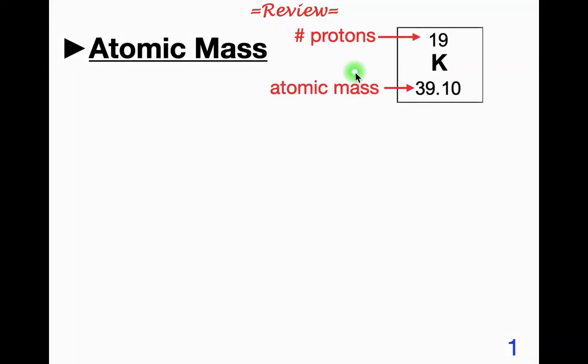All right, today's topic, atomic mass. Now, when we look on the periodic table, of course, we find the symbol for an element and its atomic number, which is the number of protons. But the other number, which will have a couple of decimal places, that's the atomic mass. So how do we calculate that number, and how do we get the data to calculate that number?